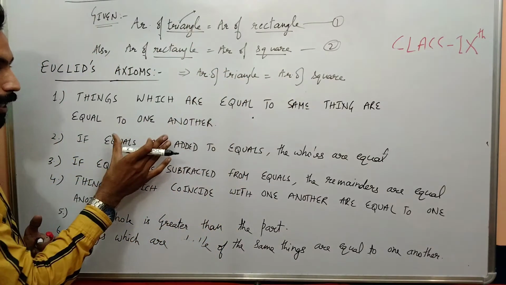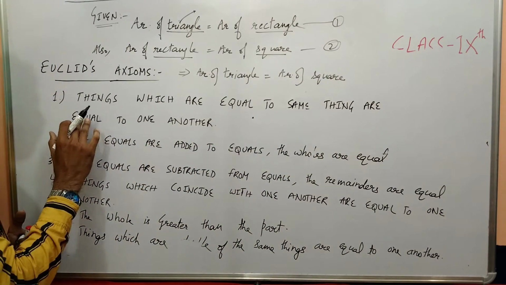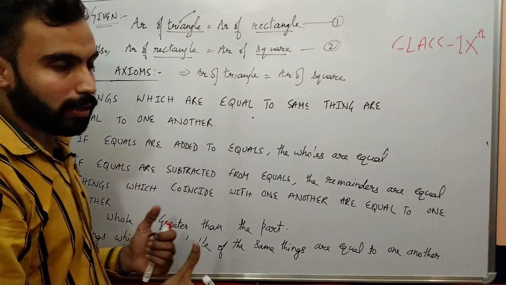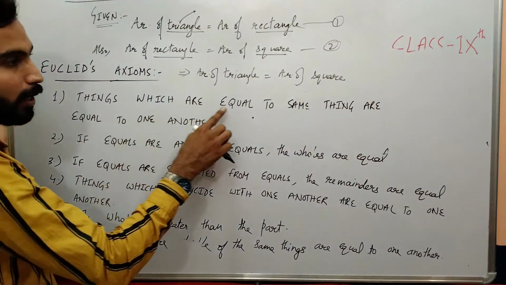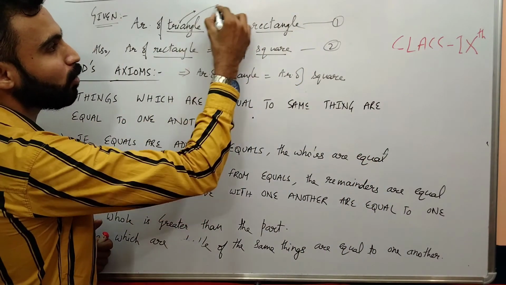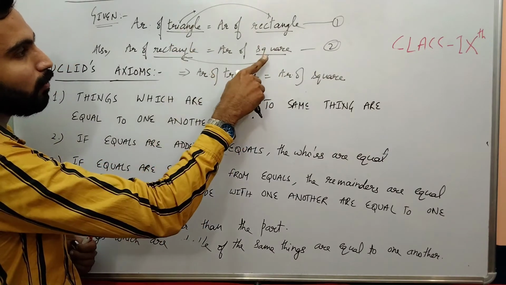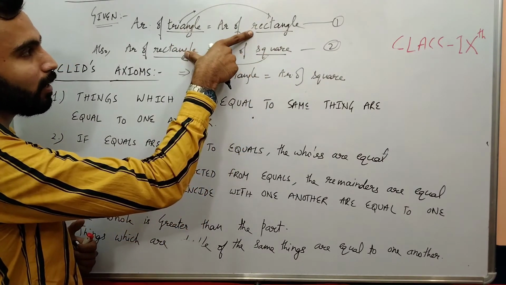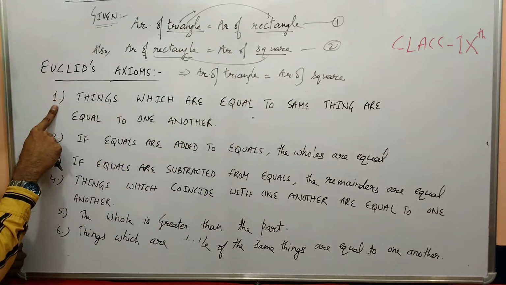So if one thing is equal to the same thing, then they both are equal to one another. This is what this axiom is saying: things which are equal to the same thing, you can see the triangle is equal to the rectangle, then the square is also equal to the rectangle. So both the triangle and square are equal to the rectangle, then both are equal to one another. This is what the first axiom is going to say.